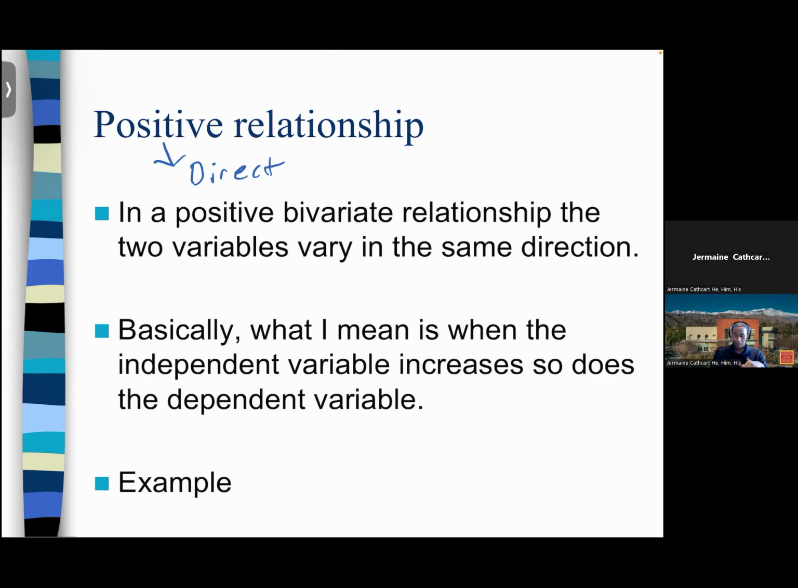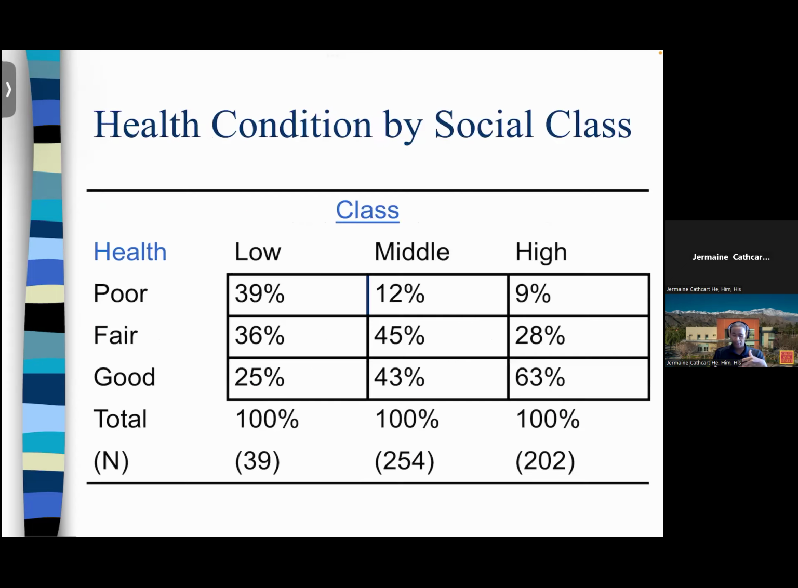Now, a good example would be social class as the independent variable, and then your health, right? So as you can see, as your social class increases, your health outcomes increase as well, right? So people from the high social class, about 63% rate their health as good, versus people from the lower class, only 25% rated their health as good.